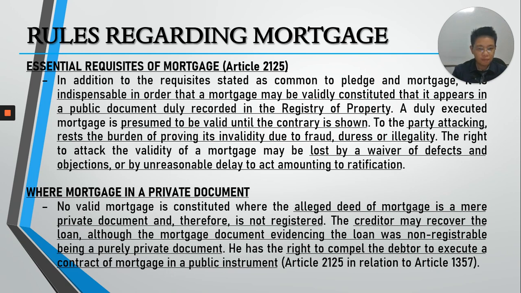So, take note here that yung mortgagee, if gusto niya, he has a right to compel the debtor to execute a contract of mortgage in a public instrument. So this is paragraph 2 of 2125 in relation to 1357. This is a right granted to the mortgagee to compel yung debtor to execute the public instrument. So anyway, yung right sa 1357, the right of contracting parties to compel one another to observe the proper form, requires that the contract or agreement between them is valid and enforceable already.